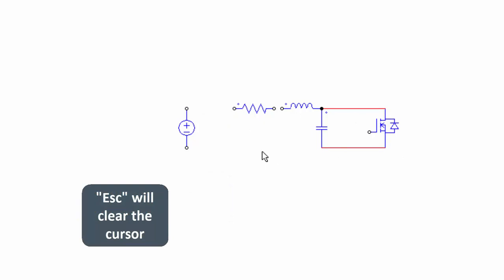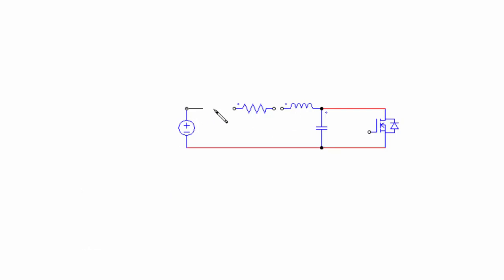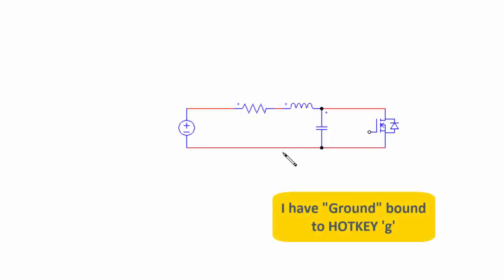I've also got the wire command bound to my hotkey W, so I can just hit W and bring these all up. And then I can connect those up there. And then I can also place a ground.